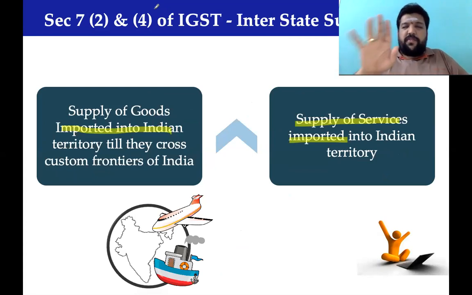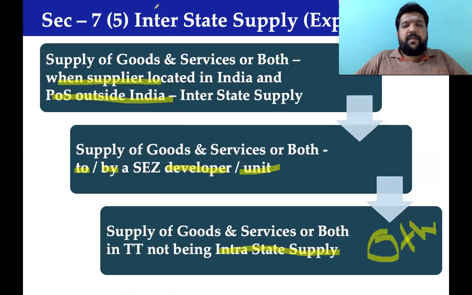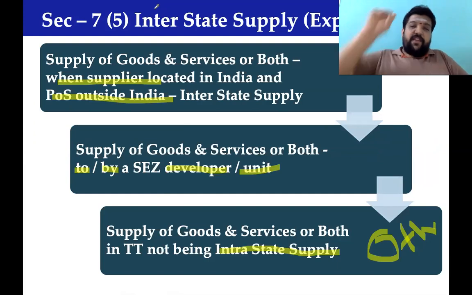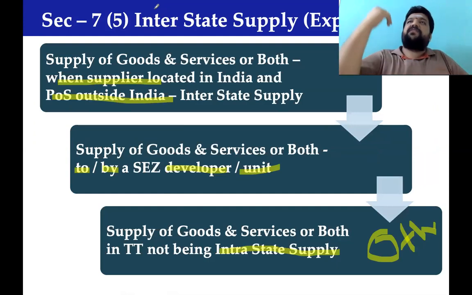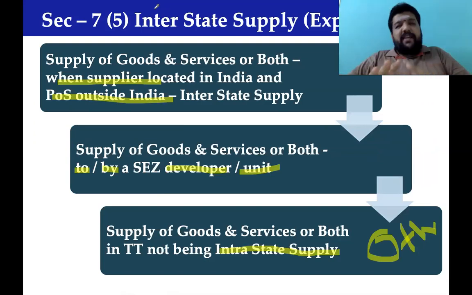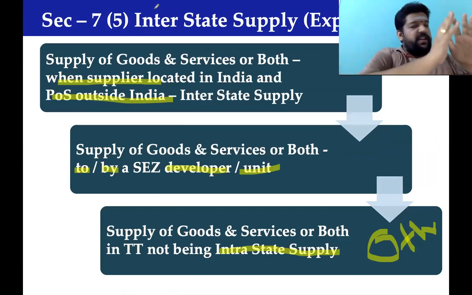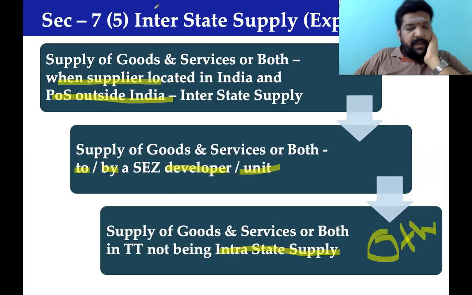Import of goods, import of services would be treated as interstate supply. Export of service, in other words, supplier is in the taxable territory, place of supply outside India: interstate supply. Supply of goods or services to an SEZ: interstate supply. A transaction not covered by intrastate supply, no botheration, it could be covered by interstate.